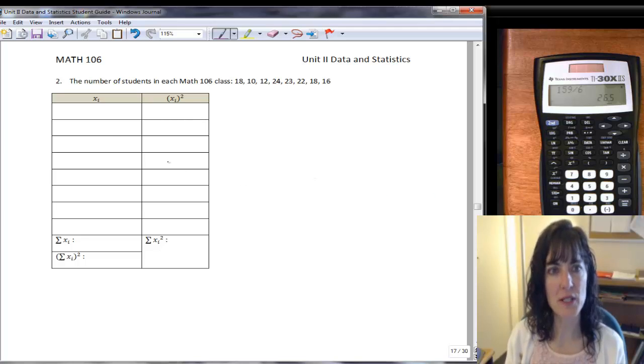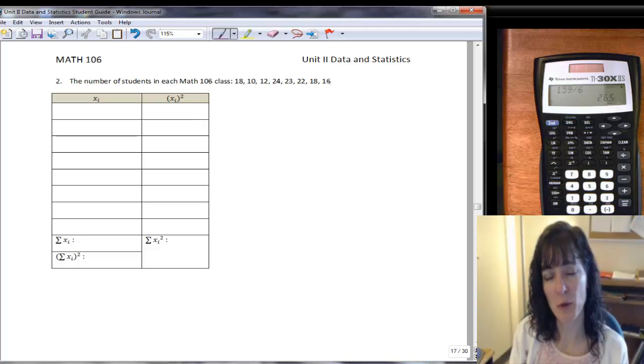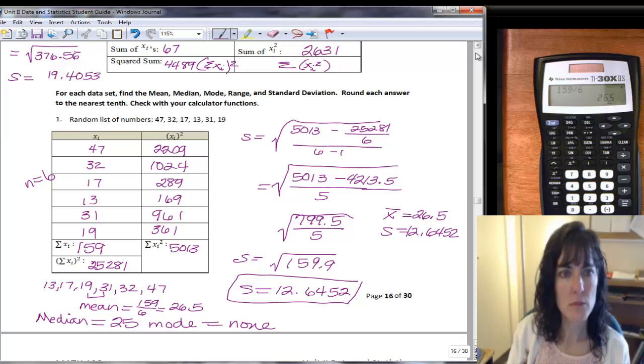The number of students in each Math 106 class. So we have a bunch of numbers, and it's how many students are in the class. But when I go ahead to put them in my table, since I want to do the mean, median, and mode, I'm going to go ahead and do them in order. Ooh, I also need to find the range. I almost forgot that. So to find the range, take the largest minus the smallest.